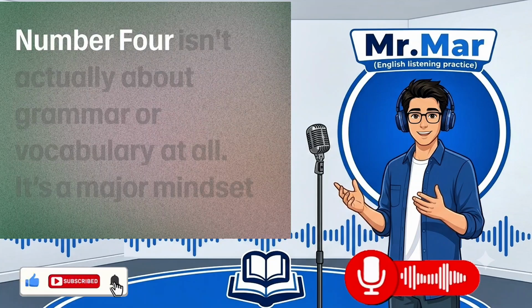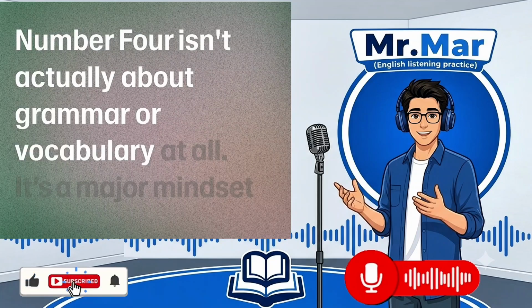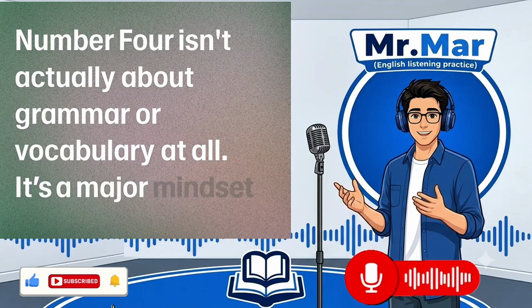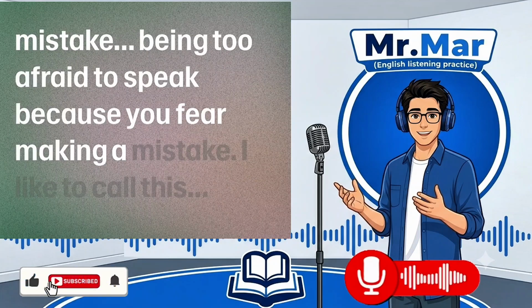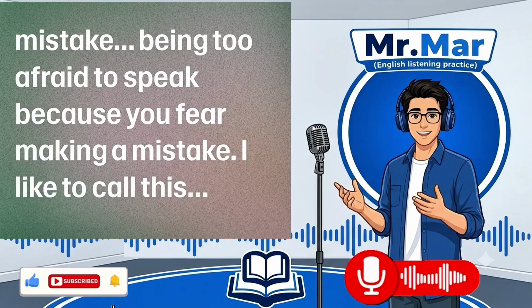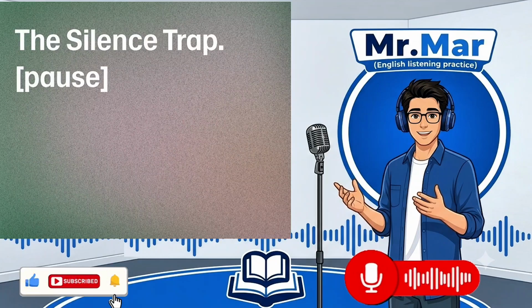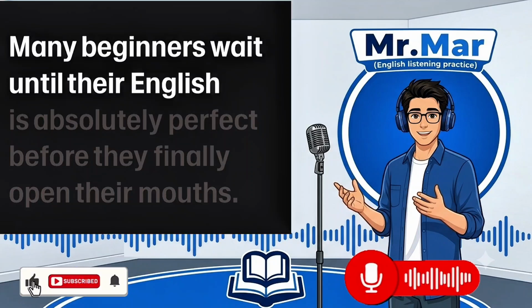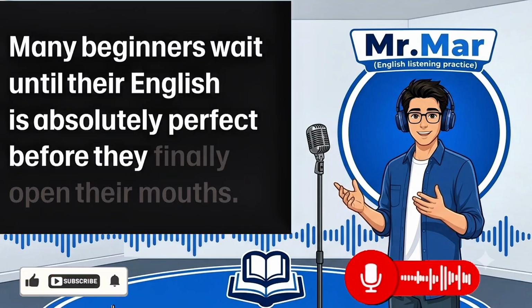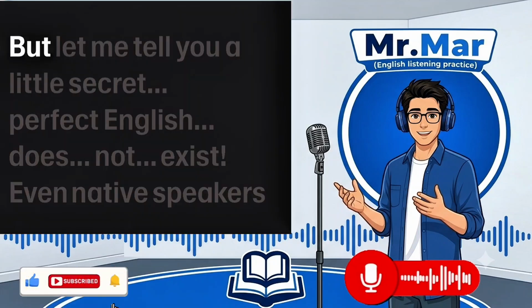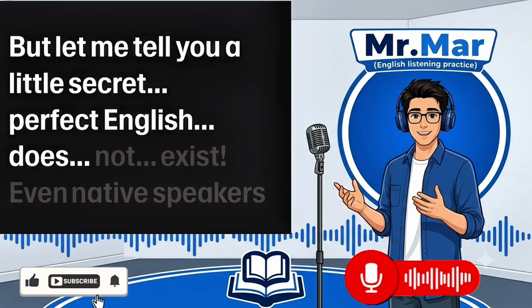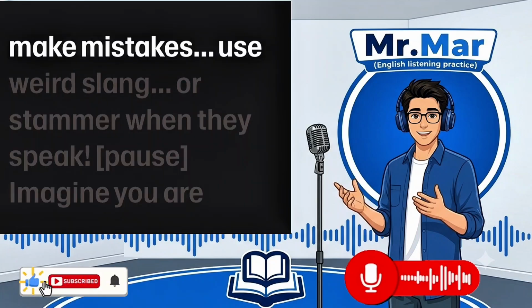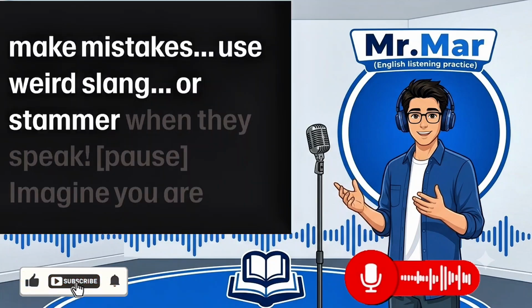Now, mistake number 4 isn't actually about grammar or vocabulary at all. It's a major mindset mistake, being too afraid to speak because you fear making a mistake. I like to call this the silence trap. Many beginners wait until their English is absolutely perfect before they finally open their mouths. But let me tell you a little secret. Perfect English does not exist. Even native speakers make mistakes, use weird slang, or stammer when they speak.